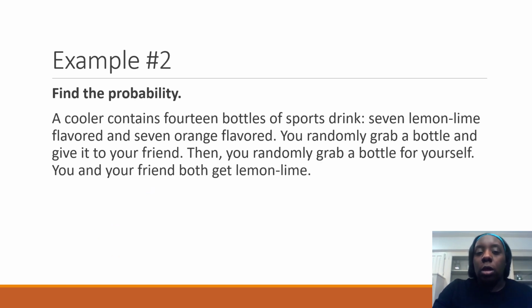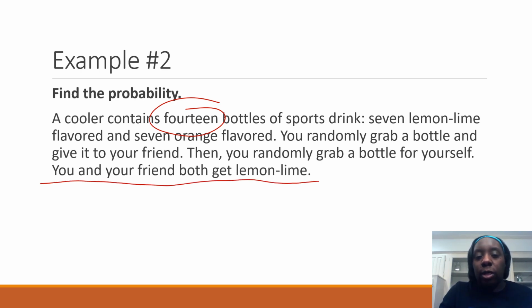All right, here we go. So this one's going to be 7 minutes. I really try to do 5 minutes. A cooler contains 14 bottles of sports drinks. Okay, 7 lemon lime flavor and 7 orange flavor. You randomly grab a bottle and give it to your friend, and then you grab one for yourself. What is the probability you and your friend get both lemon lime?